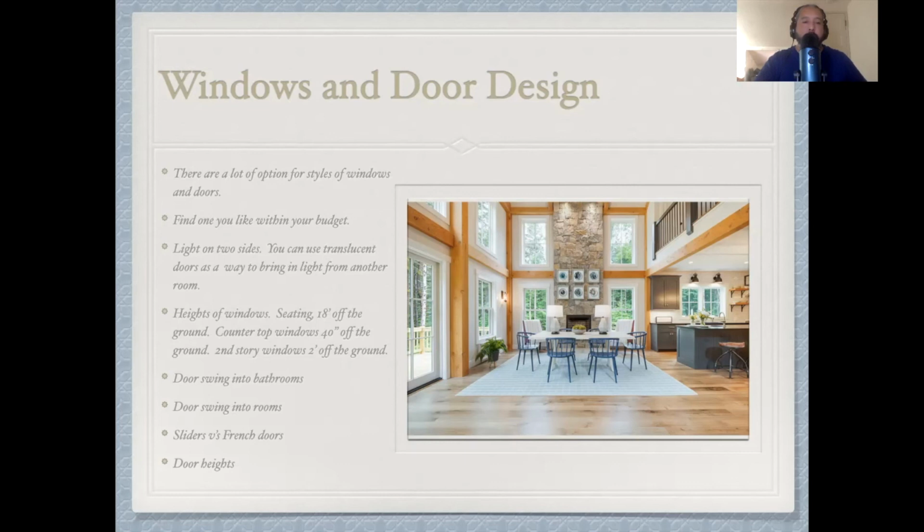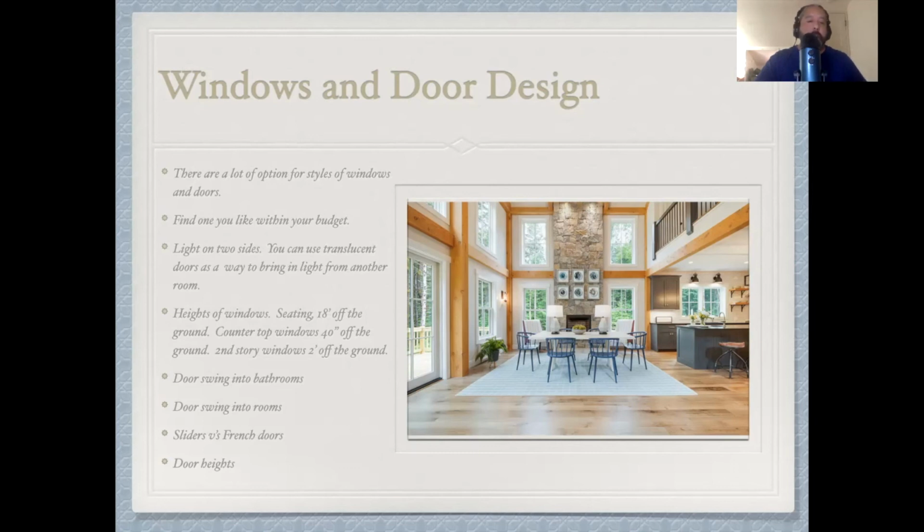Ideally, you want to think about light on two sides. So when you're designing each room, you can use transit light through doors, bringing light into hallways or walkways, or light into other rooms. You want to think about the height of the windows. If you're going to have a seating window, make sure it's not higher than 18 inches off the ground. If you're going to have countertop windows, make sure they're no less than 40 inches off the ground. Second story windows depend on your code, but in our code, they need to be 24 inches off the ground.